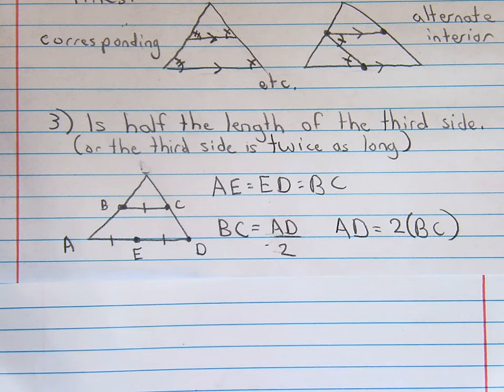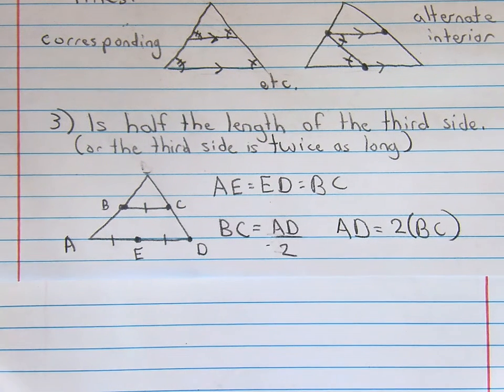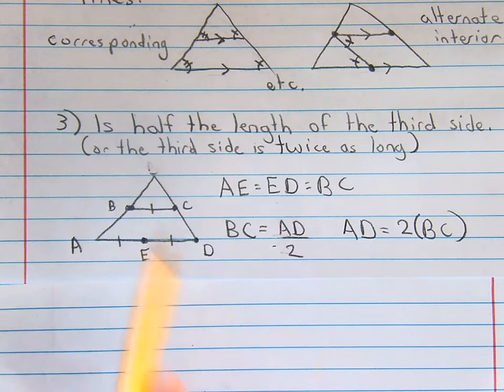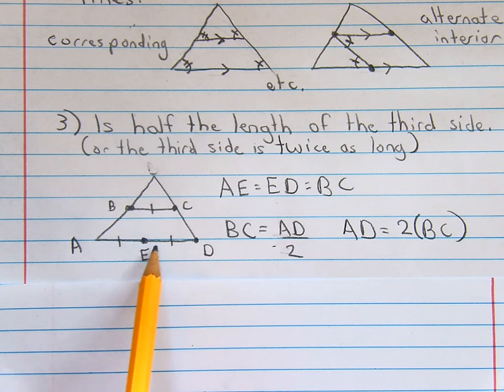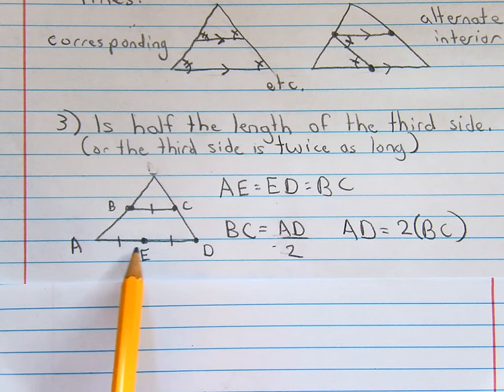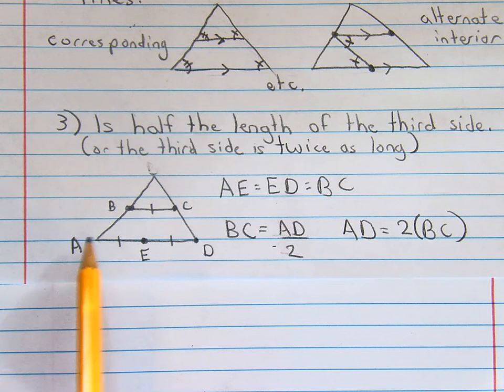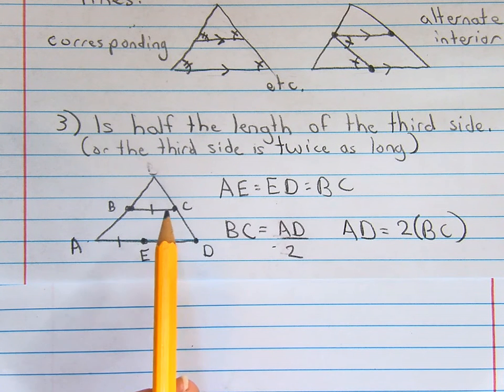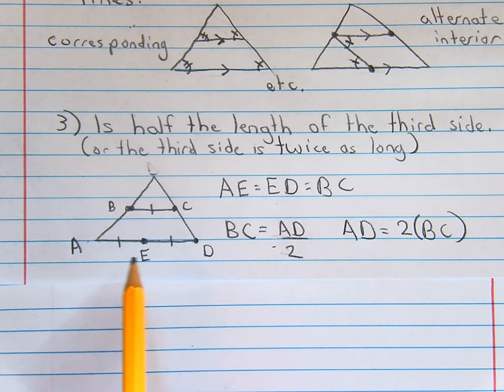Okay, so the third bit of information is that the mid-segment is half the length of the third side, or the third side is twice as long. So it's just the way it happens to be, since it's in the middle and it's the line segment, that this line down here and this line here end up being the exact same. Or basically AD, all of AD, is twice as long as BC, or vice versa. BC is half the length of AD.